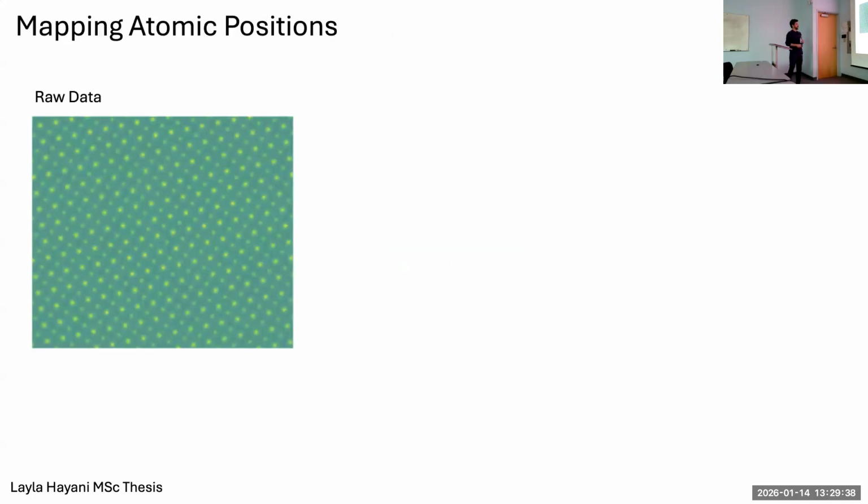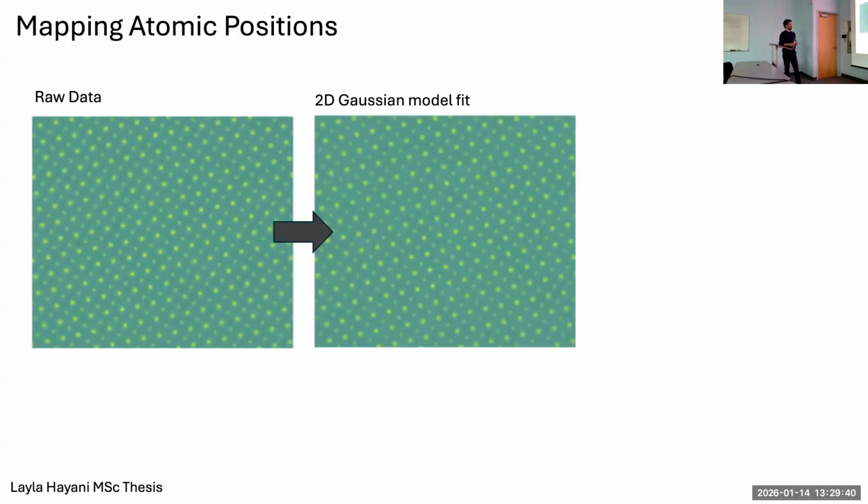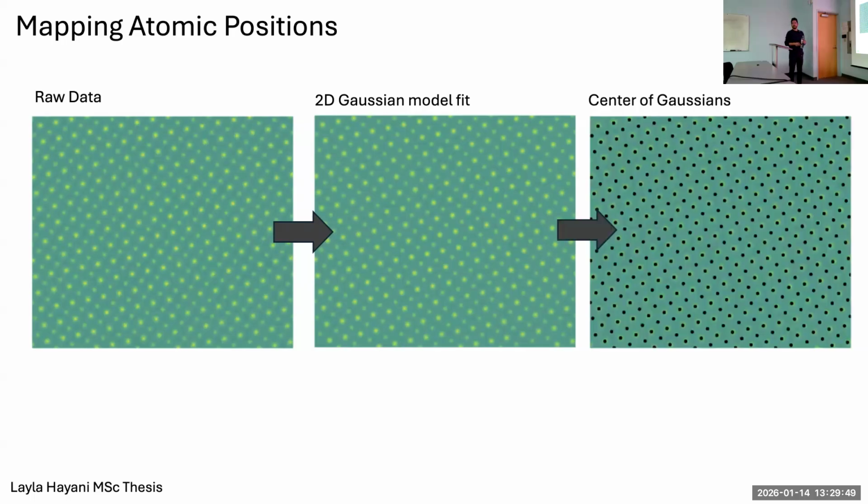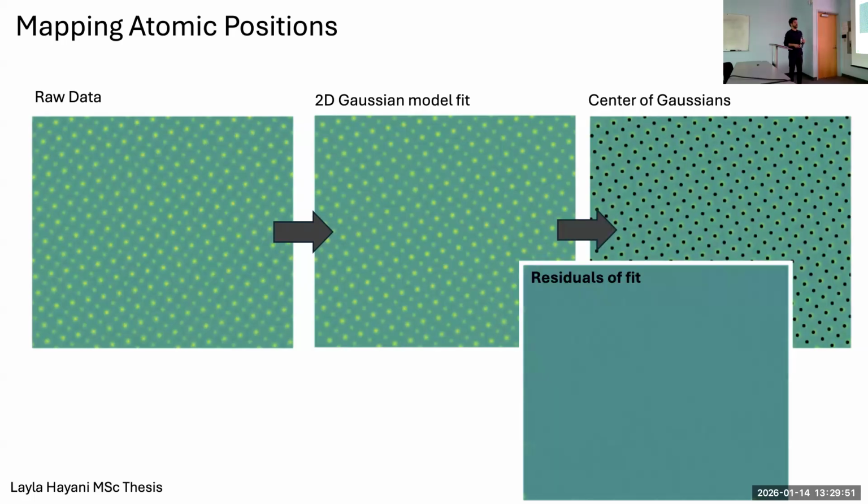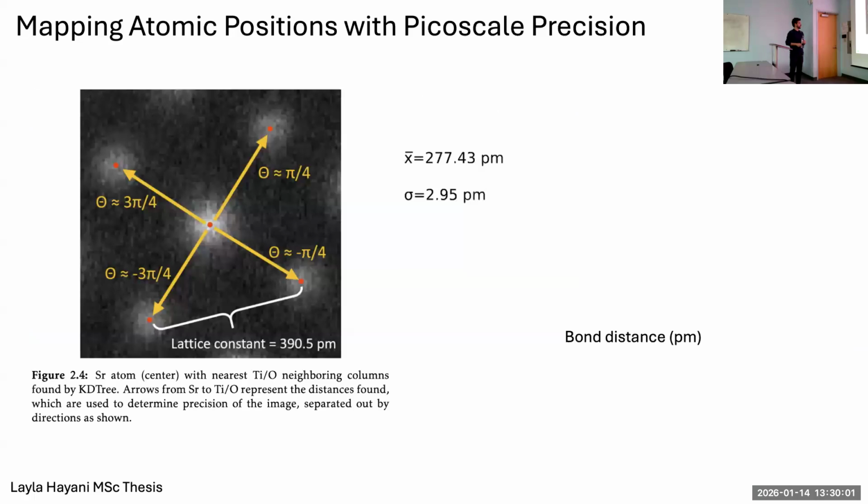Okay, so then we can take our images, and what we're going to do is model this image as a sum of two-dimensional Gaussians. And then from that, we can find the centers of the atomic columns, and we can verify that our residuals are small, so that our model image represents the data, and we've found the centers of each atomic column in this material.